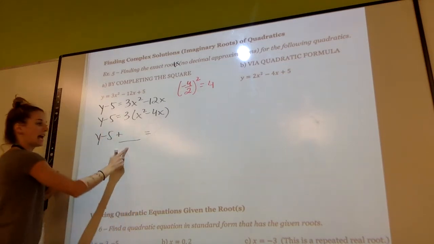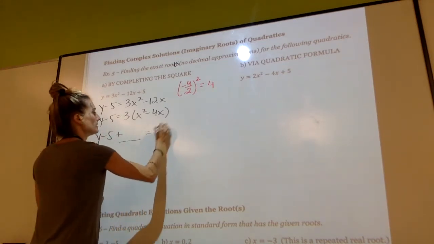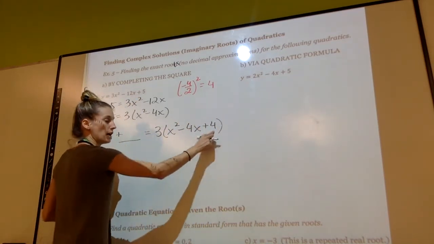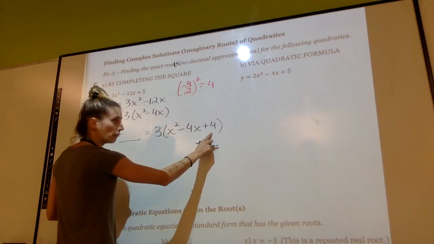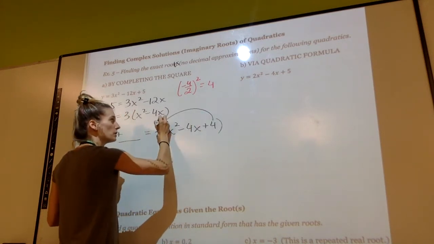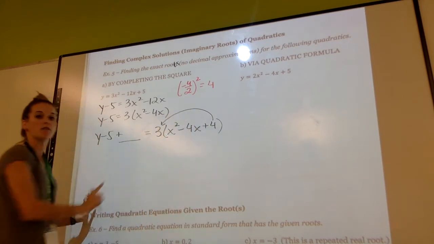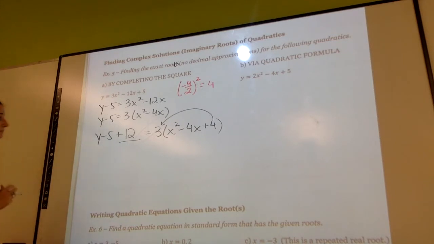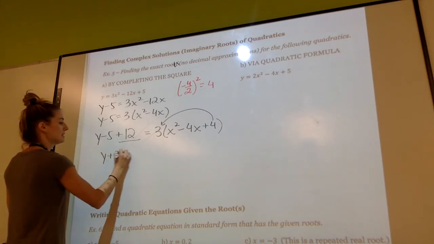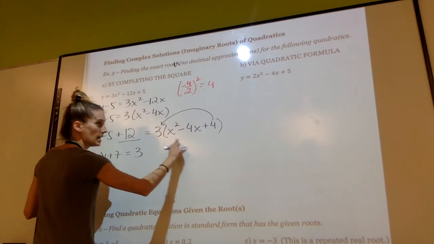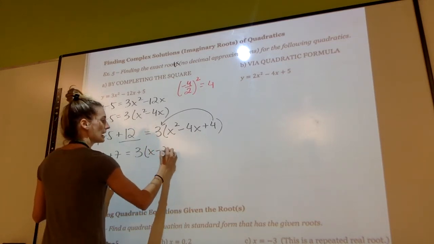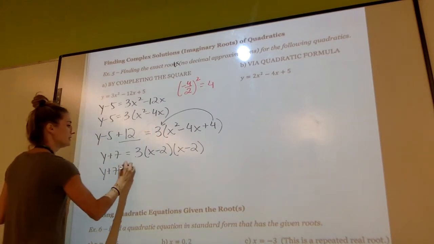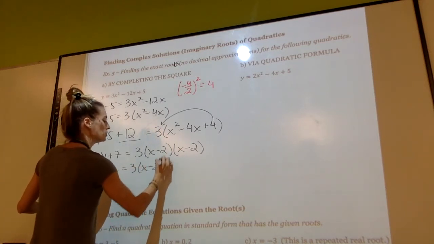I need to remember that I have to add something on the left side as well, so I'll leave a space. Adding 4 inside the parentheses, you've now forced that perfect square trinomial. However, we haven't technically added 4 to the right side. We've added 4 times 3, which is 12, because of that distribution. Therefore, to keep a balanced equation, I'm adding 12. Now I've got y plus 7 equals 3 times (x minus 2)(x minus 2), which is 3 times (x minus 2) squared.